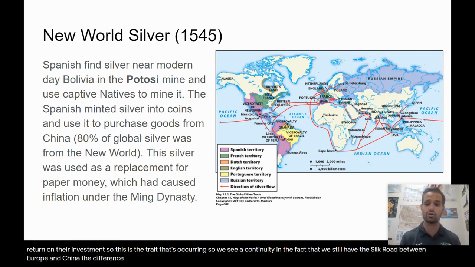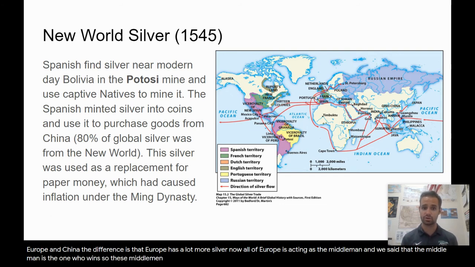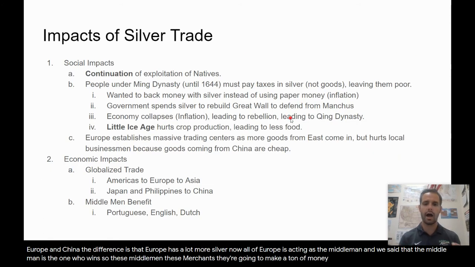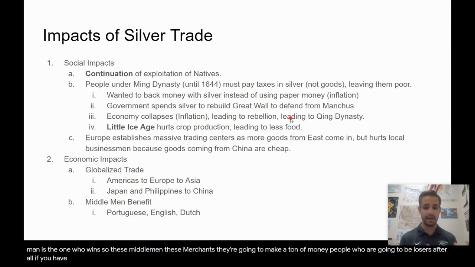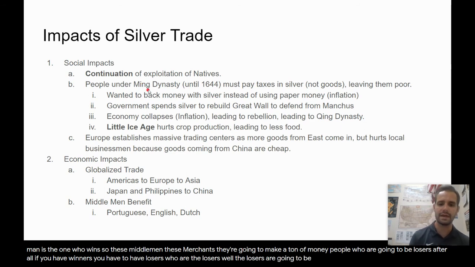The difference is that Europe has a lot more silver. Now, all of Europe is acting as the middleman. And we said that the middleman is the one who wins. So these middlemen, these merchants, they're going to make a ton of money. However, there are other people who are going to be losers. After all, if you have winners, you have to have losers. Who are the losers? Well, the losers are going to be the Ming Dynasty.